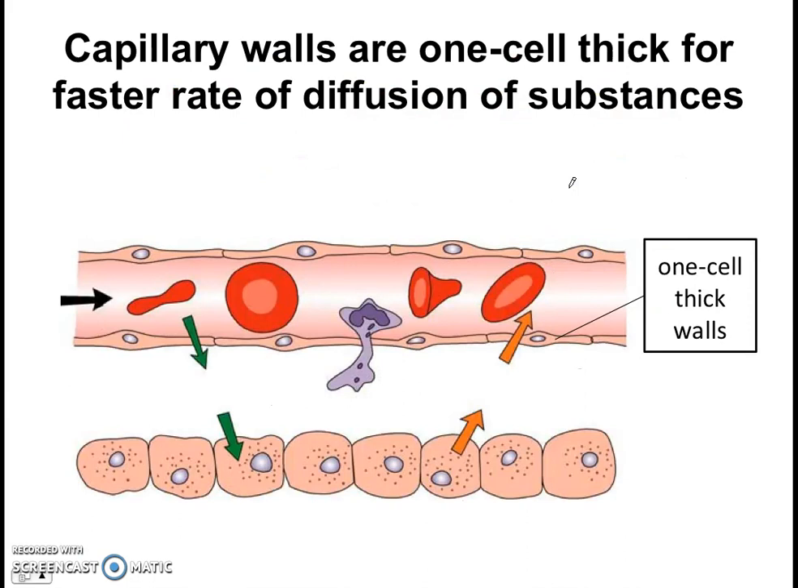Now, one interesting observation is that the capillary walls, do you notice how thick they are? In this diagram, you see that the capillary walls are only 1 cell thick. And that's because this allows for faster diffusion of substances, faster exchange. So oxygen and nutrients can move faster from the blood capillaries to the tissue cells, and waste substances can move faster from the tissue cells into the capillaries. Right, if it's only 1 cell thick, imagine if this was really, really thick, it would take much longer.